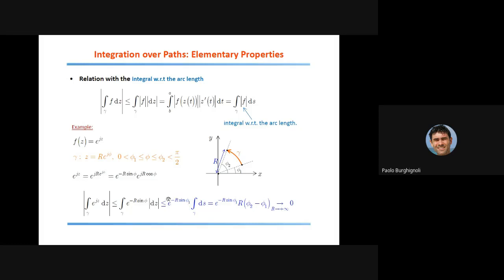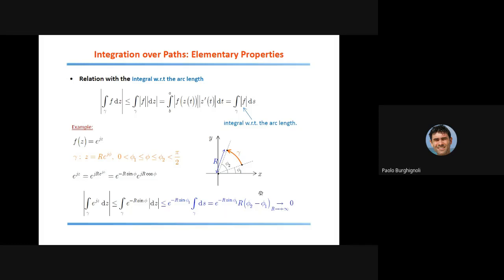So we can write that this is less than or equal to this largest value, which can be taken outside the integral. And what remains inside the integral is just the constant equal to 1. So in the end, what we get is the length of the arc gamma, which is equal to the radius r times the difference phi 2 minus phi 1.